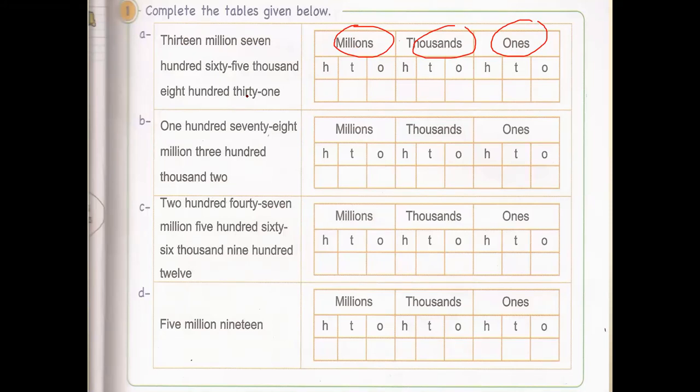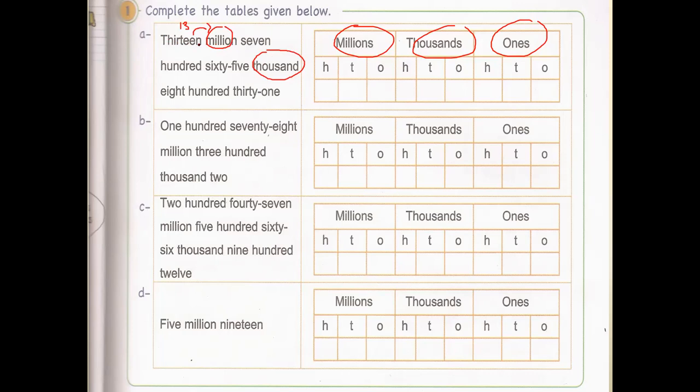Ones, it's not written here because the ones family we always skip it. So let's circle million and let's circle what? Thousand. The two families. Now I will write the numbers in digits. 13. How do we write it in digits? 1, 3. 13 million. So where should I place 13? In the millions family, because they said 13 million.